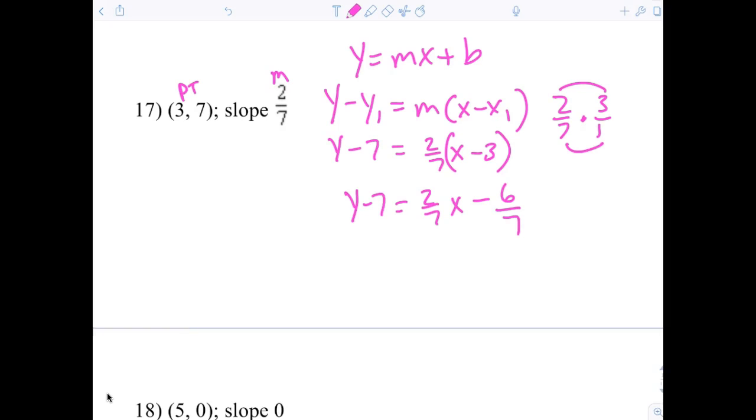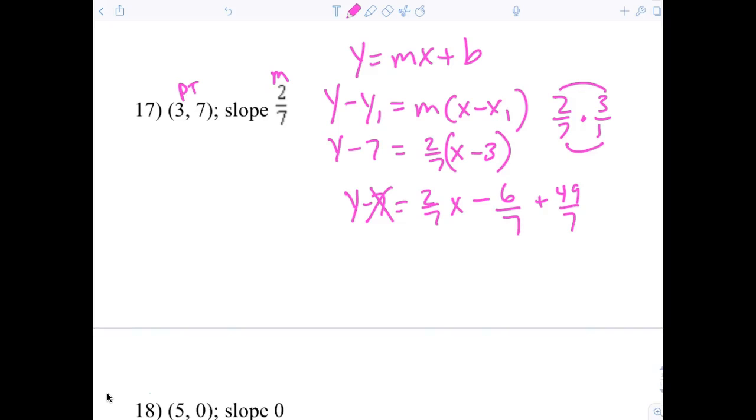Everybody good with that? Now I got another big problem because now I have to add fractions. So now I'm going to ask you to add what to both sides of the equation? 7. Well, 7, listen to what I'm saying, 7 is how many sevenths? 49. So you're really adding 49/7. Now, why am I adding 49/7? Because what is 49 divided by 7? 7. But I can't add them unless they have the same denominator.